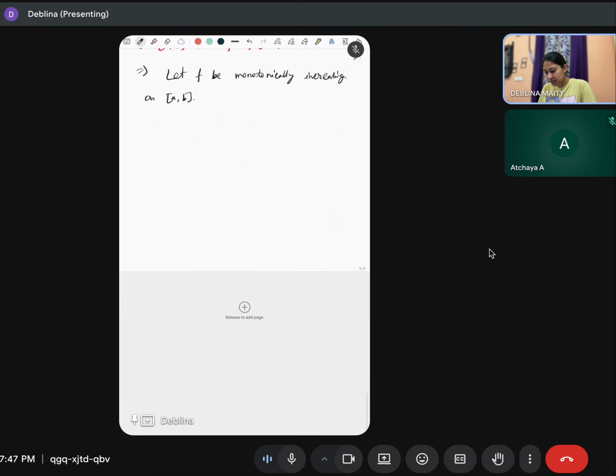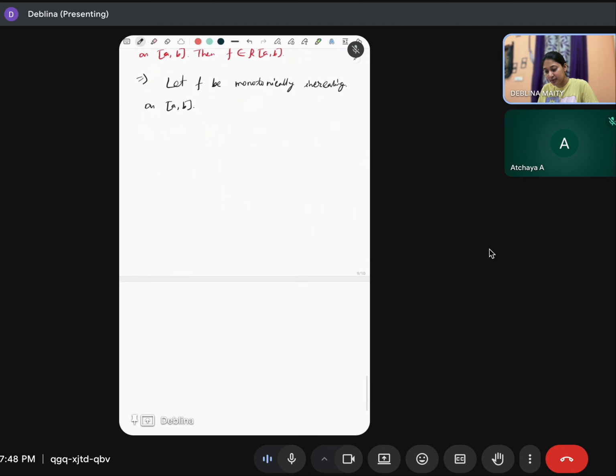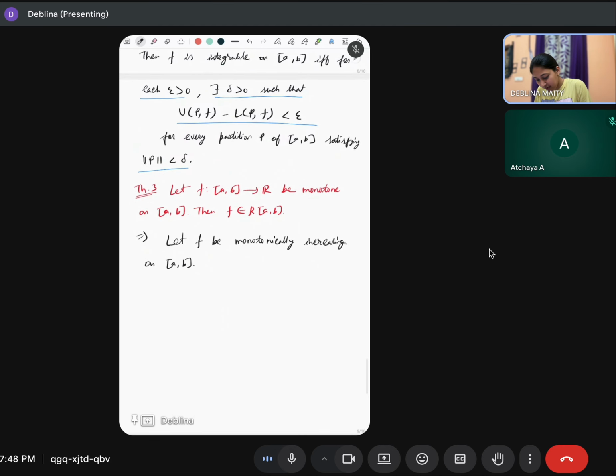Now since f is increasing, f(a) is less than or equal to f(b), right? This means f(b) minus f(a) is greater than or equal to 0. Right. Now choose an epsilon greater than 0.